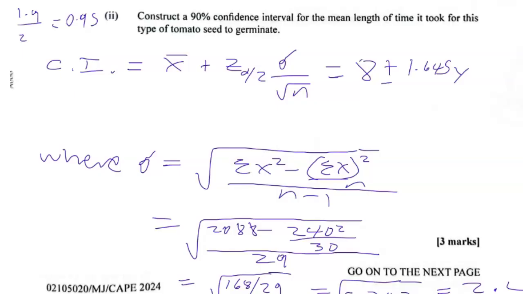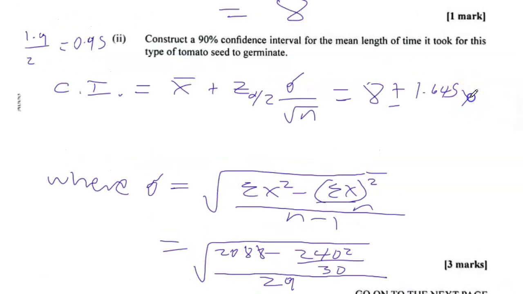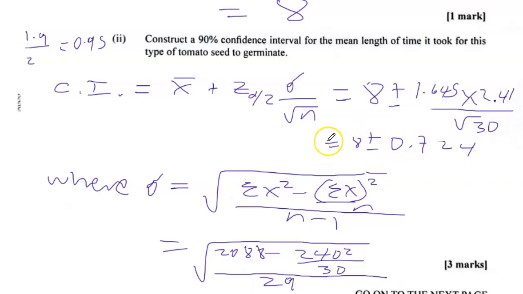The standard deviation, we just found it to be 2.41. So 2.41 over root n, n is 30, so over root 30. So this works out to be 8 plus or minus 0.724. So to get the confidence interval, we add and subtract 0.724 to and from 8.